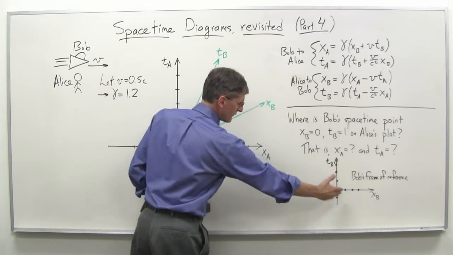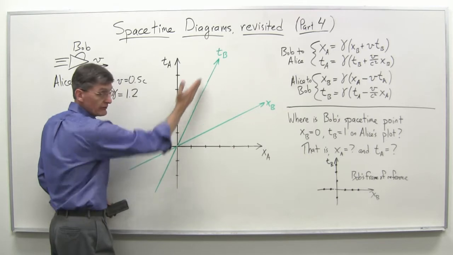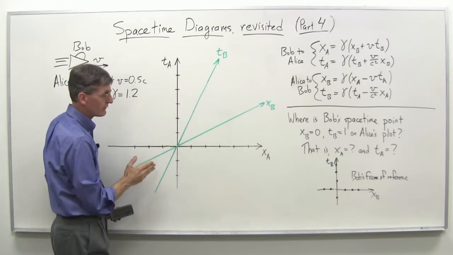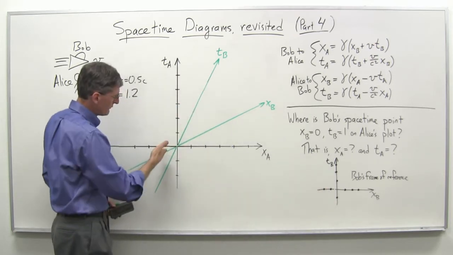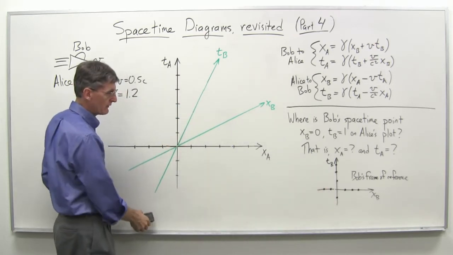In Bob's frame of reference, we showed that this is how the T_B axis looks when we put it on Alice's plot. And therefore, we know this point is going to be on here someplace. We just don't know exactly where. And that's what we need to figure out.